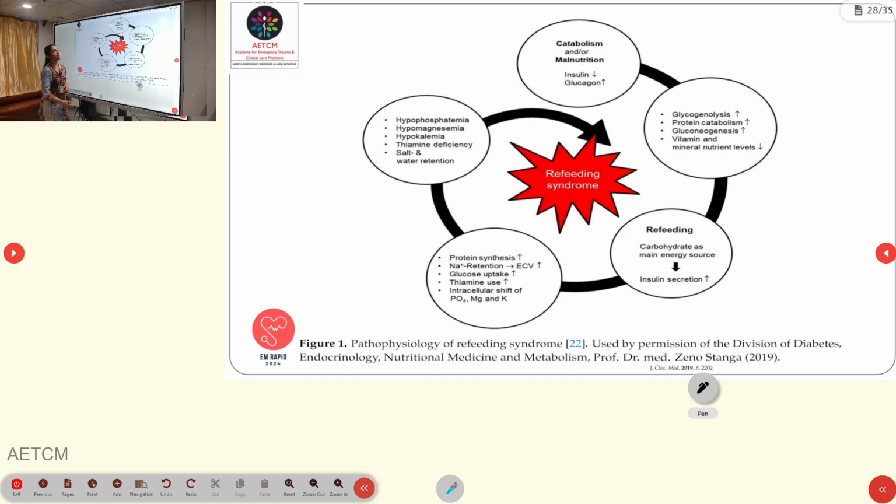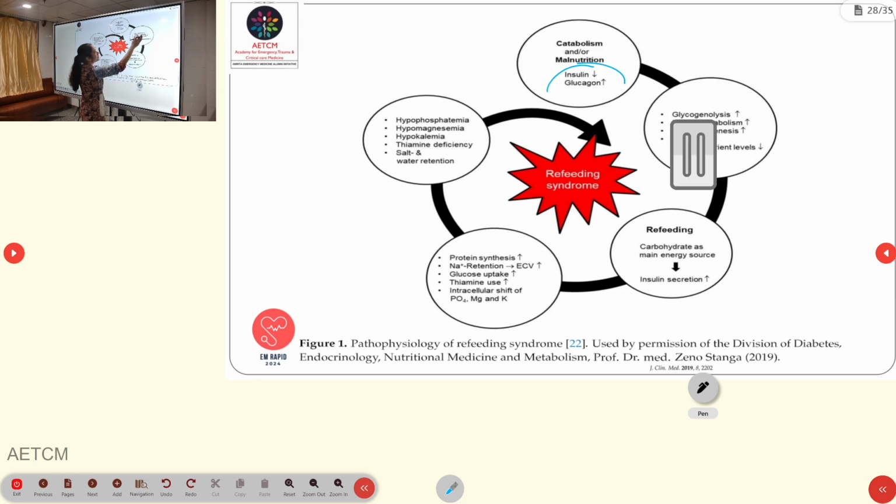As I told, if the patient's body is in malnutrition, it will mostly be in a catabolic state, so this patient's glucagon will be very high and insulin will be low. So when we start feed, there will be glycogenolysis, increased protein catabolism, gluconeogenesis, and vitamin and mineral levels will be low.